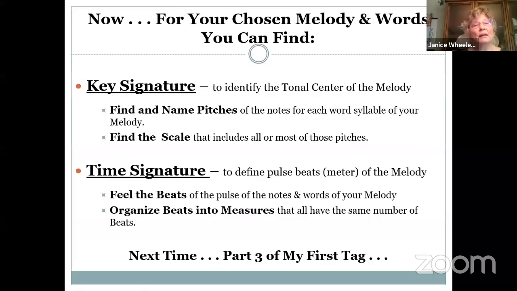Now, for your chosen melody and words, you are able to find the key signature to identify the tonal center of the melody, and then you'll find the name and pitches of the notes for each word syllable of your melody. That will allow you to find the key signature and the scale that includes all or most of those pitches. The time signature you can find by defining the pulse beat of the melody. You do that by listening and feeling the melody, and then organizing those into measures.